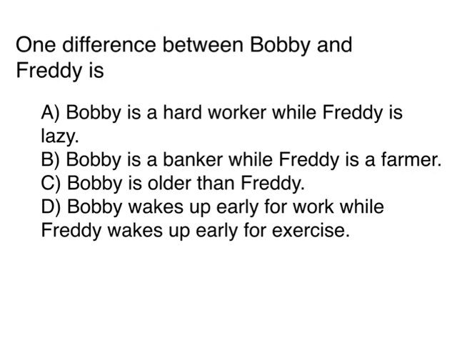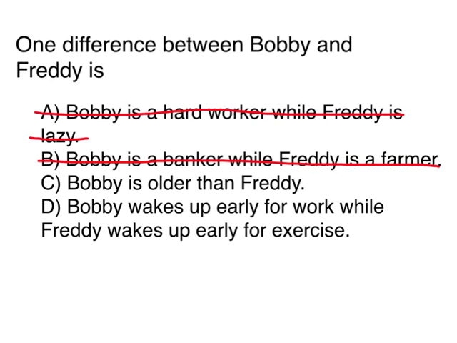Let's look at answer choice A. Bobby is a hard worker while Freddie is lazy. We know that can't be the answer because it said that they were both hard workers. B. Bobby is a banker while Freddie is a farmer. I remember that they were a banker and a farmer, but Freddie was the banker and Bobby was the farmer. They have those switched, so that's also not the right answer.